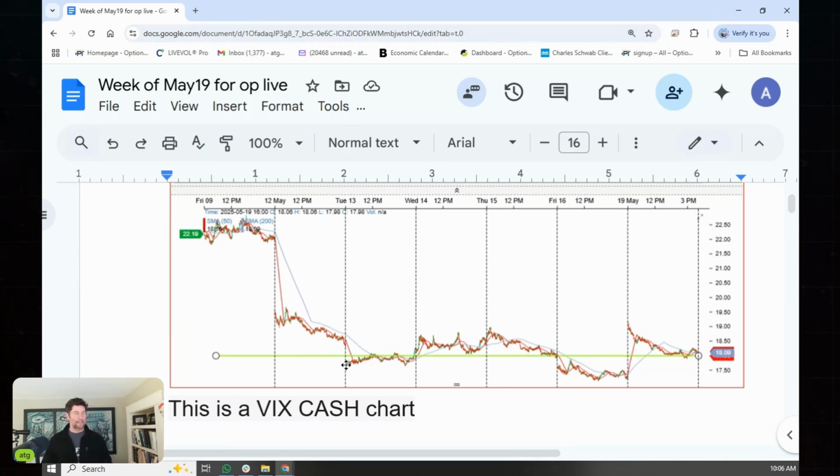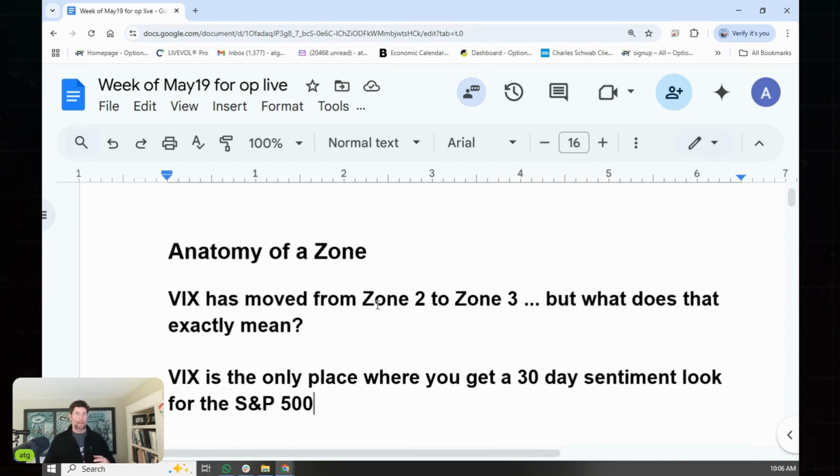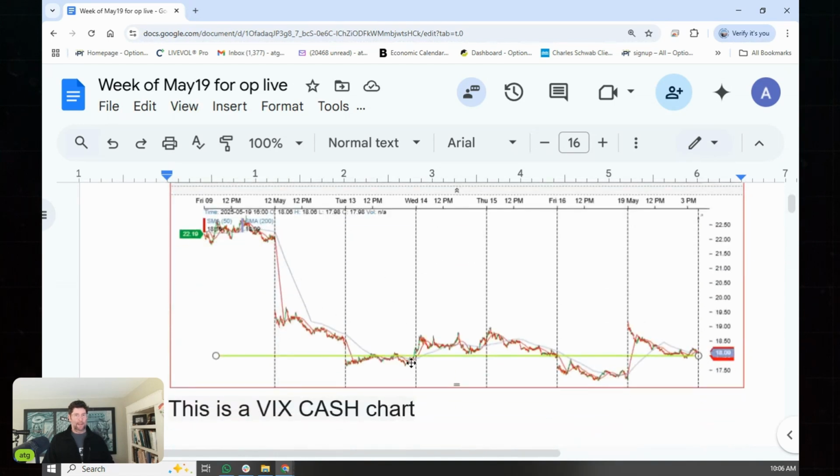And ever since then, what has happened? Nothing. Nothing has happened. VIX has stayed around 18. So when you're trying to look at, right, at the beginning we call the anatomy of a zone. If VIX is staying at 18, is that actually a zone?